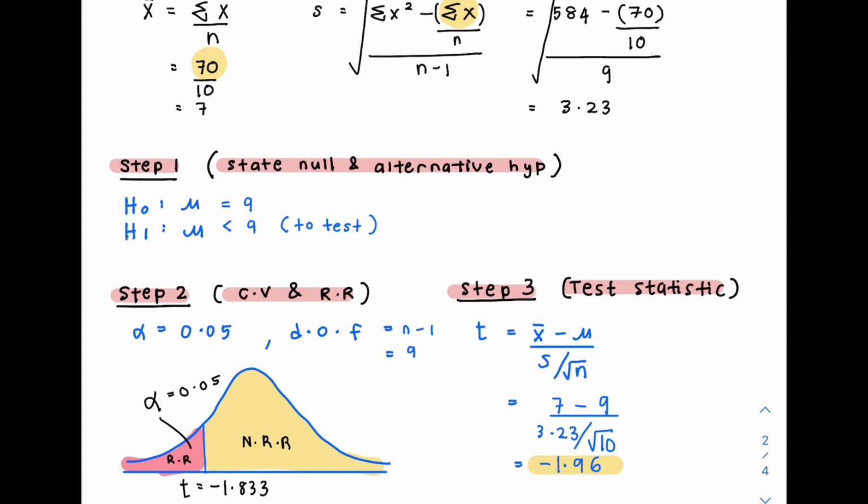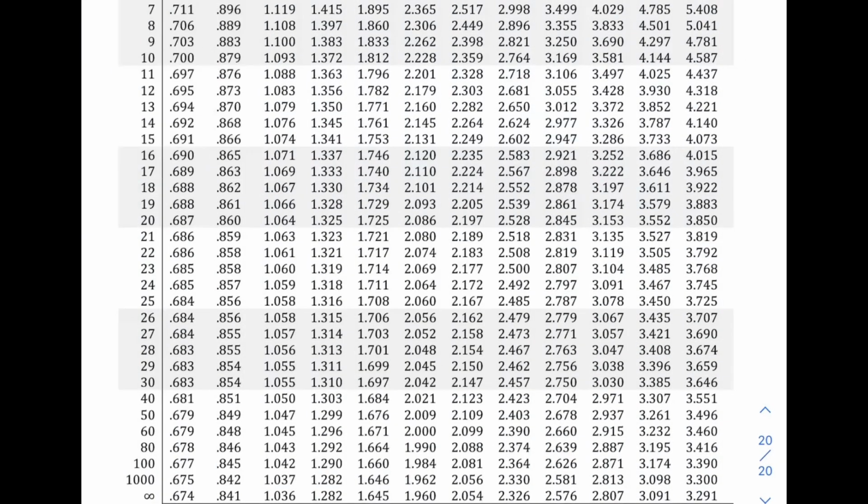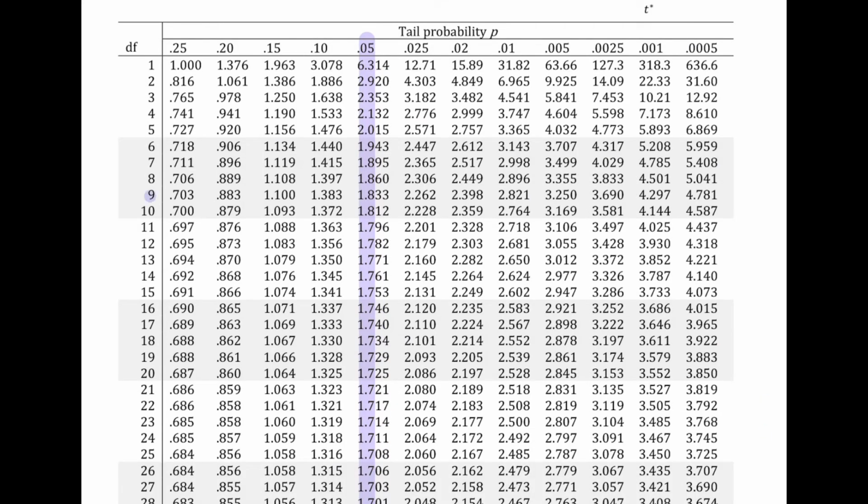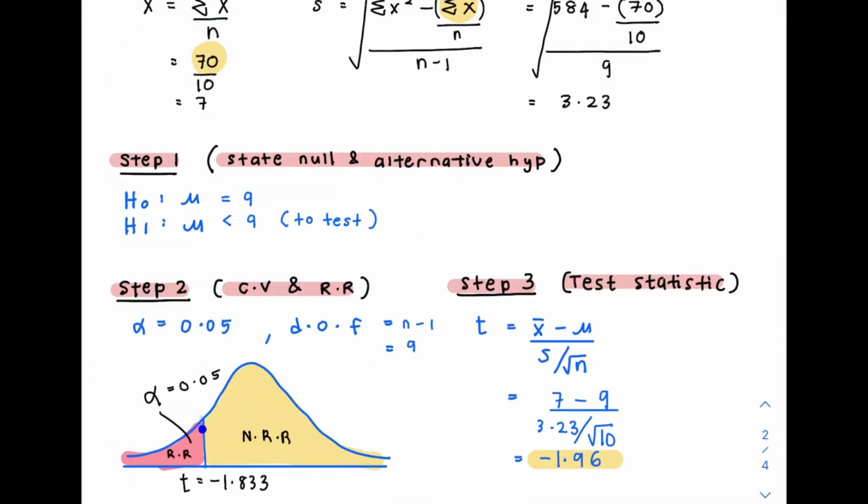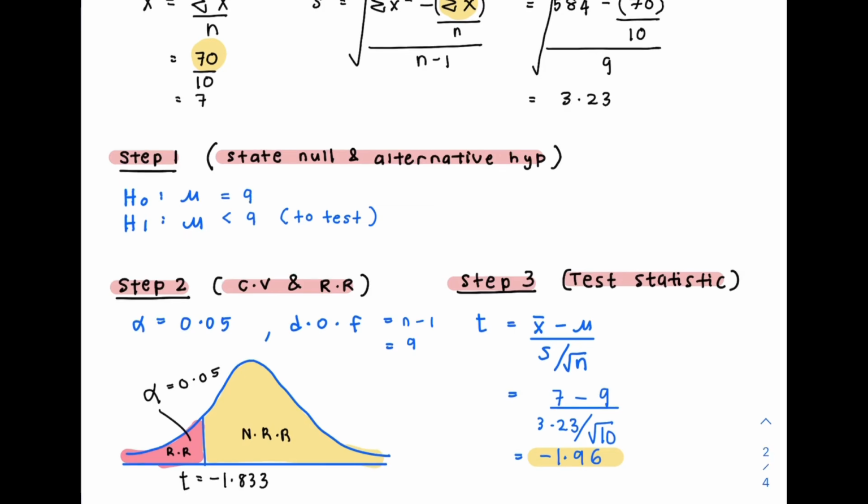How to find the t value? You have to find the degree of freedom first, which is n minus 1. 10 minus 1 is 9. So to find the t value, look in the t table, alpha is 0.05 and degree of freedom is 9. 0.05 is here and the degree of freedom is 9, which gives the value 1.833. Your critical value is on your left side, so you have to put the negative value, which is t is negative 1.833.